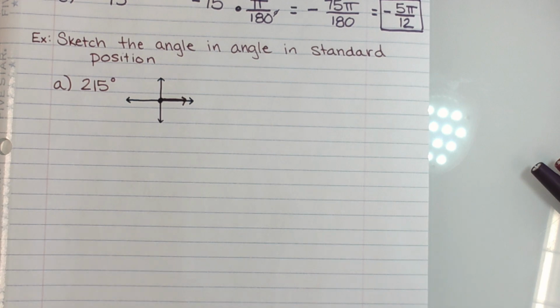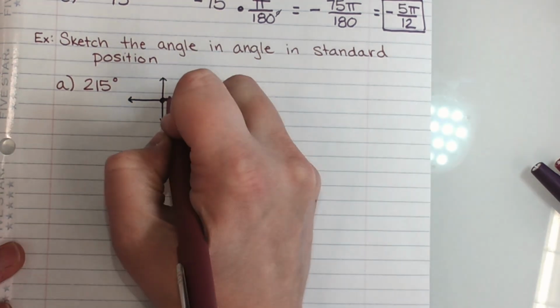Positive, telling me I'm going counterclockwise. So I need to go counterclockwise 215 degrees. How many degrees is a full circle? 360. How many degrees is half a circle? 180. A quarter of a circle? 90. So, I need to go counterclockwise.